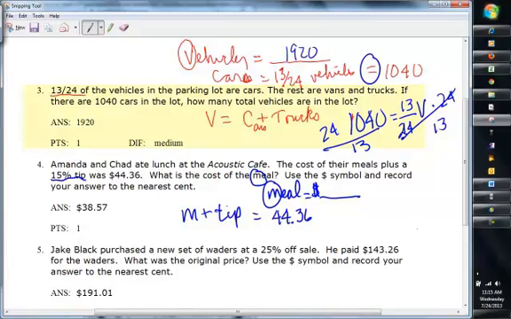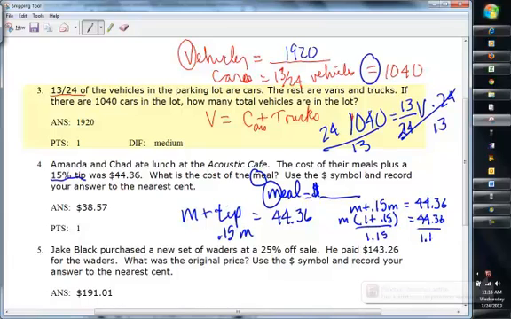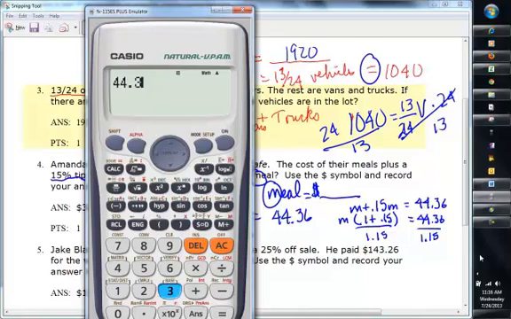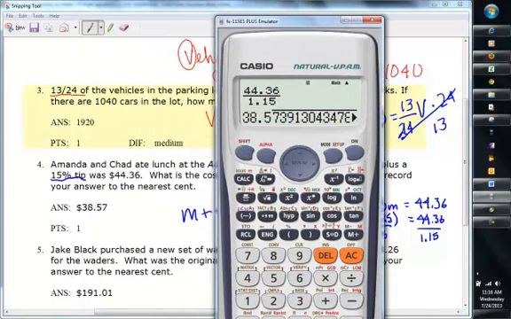Now it says the tip is 15%. So tip is 0.15 of the meal. So now we've got one variable, M, twice. M plus 0.15 M equals 44.36. Factor out the M. 1 plus 0.15 is 44.36. Divide both sides by 1.15. Excuse me. And we take 44.36 over 1.15, and we get $38.57. Next one.